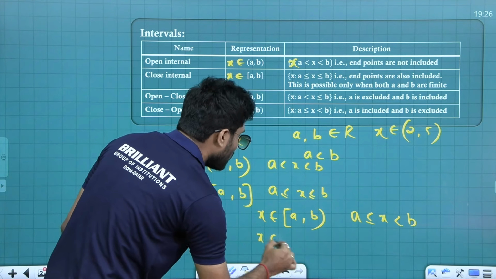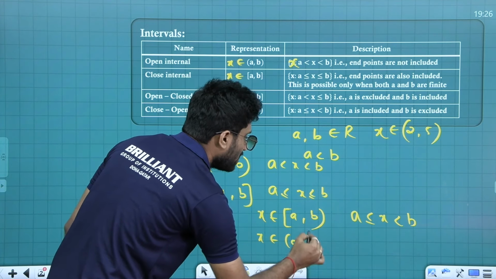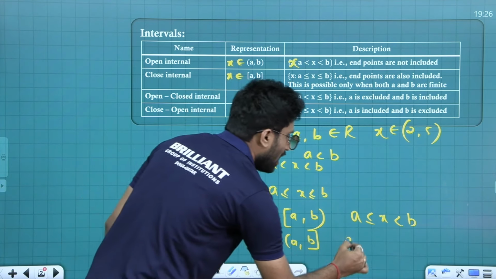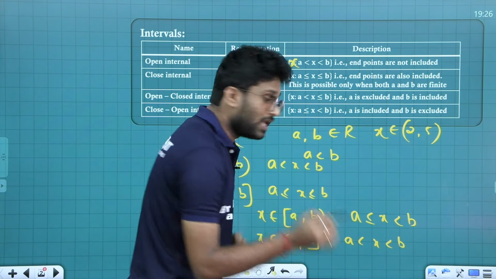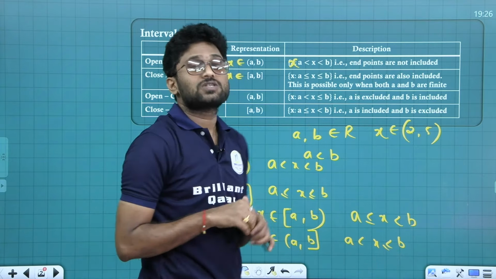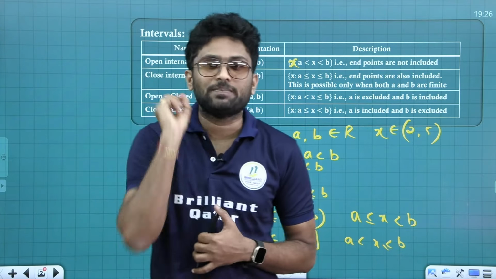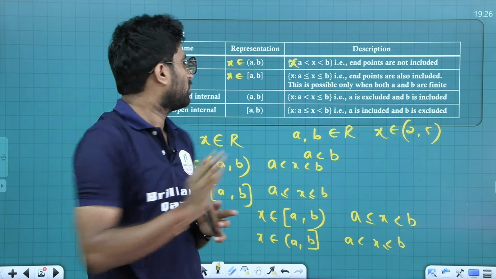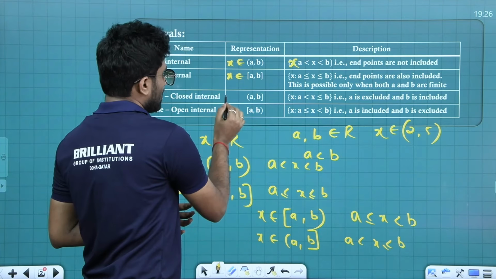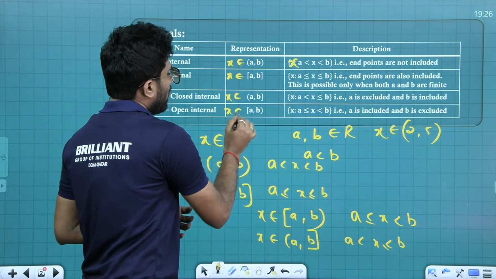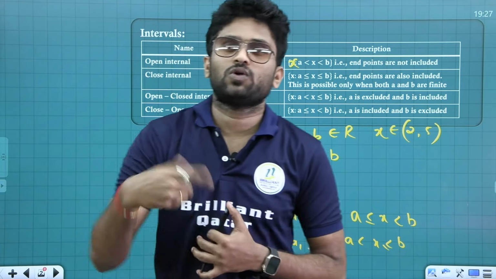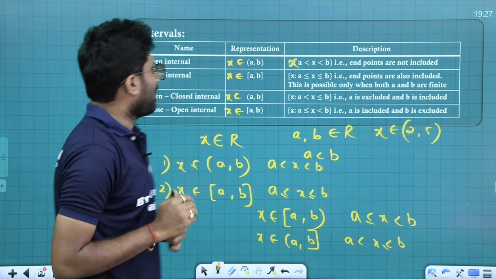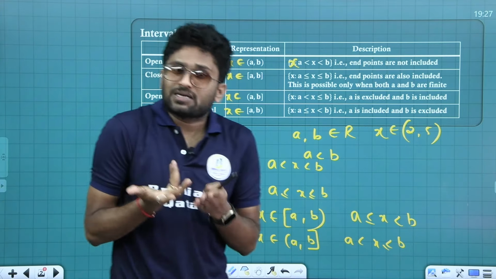In the same way, if I take x belongs to open a to closed b, x takes all the real numbers in between a to b. Apart from that, x also includes the real number b. This is the beauty of the four different types of intervals that we have. Number 1, open. Number 2, closed. Number 3, open, closed. Number 4, closed, open. Only 4 different. Apart from this, we also have curly brackets.